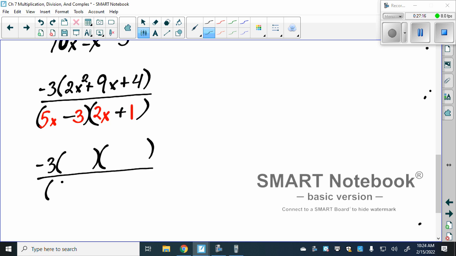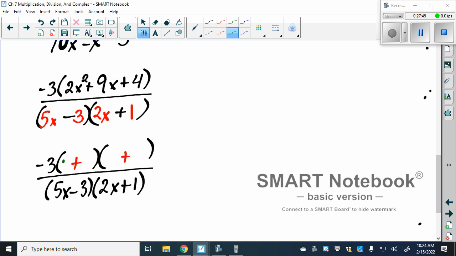Now, what we're hoping for is that one of the parentheses on top is either going to be 2x plus 1 or 5x minus 3. Which one do we know it's not going to be? Yeah, because 2x squared is our first term, yes? So either 2x and x is the only setup, so there's no way I can get 5x. So we know the signs are going to be the same, because 4 is positive and the middle term is positive.